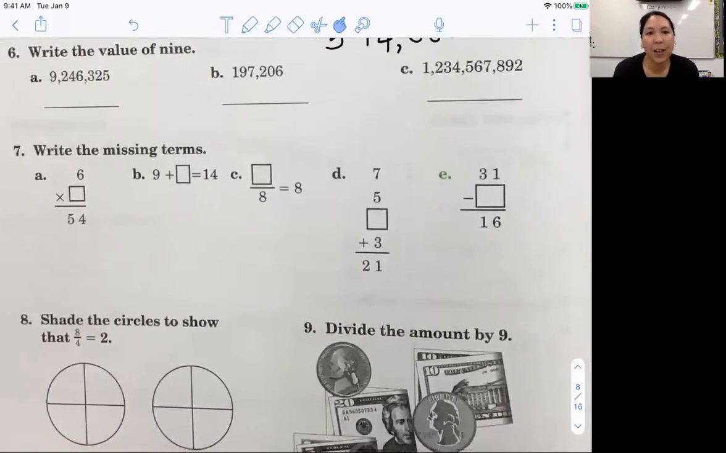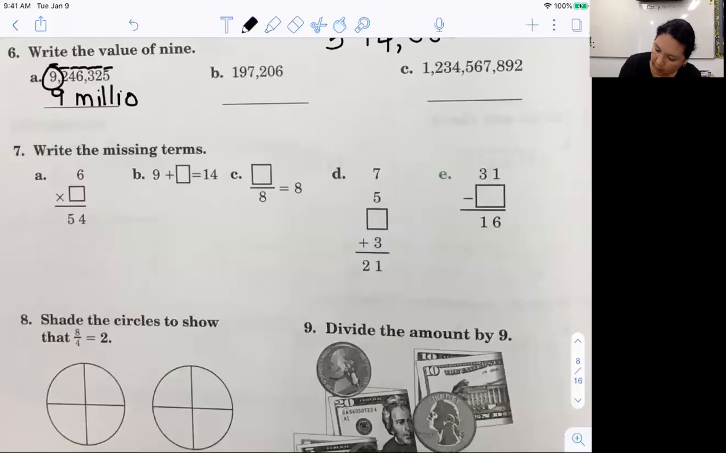Let's go down to the second section here. It says, write the value of 9. So we're going to look at 9. Here it is. What place value is that at? If we start at the 5 and start counting by our place values, it helps us. So ones, tens, hundreds, thousands, 10,000s, 100,000s, millions. So this is worth 9 million. Okay, I'm going to see if you guys can do B and C by yourself. First find the 9 and then tell me what the 9 is worth.